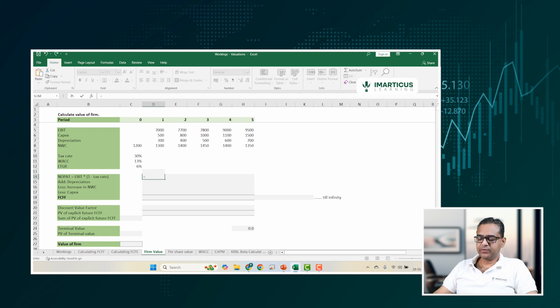We start with NOPAT, which is EBIT into 1 minus tax rate. We will add back depreciation because it is a non-cash expense. We will less the increase in net working capital. So let's see what is the increase in net working capital. And we will less the capex. So what is the capex?